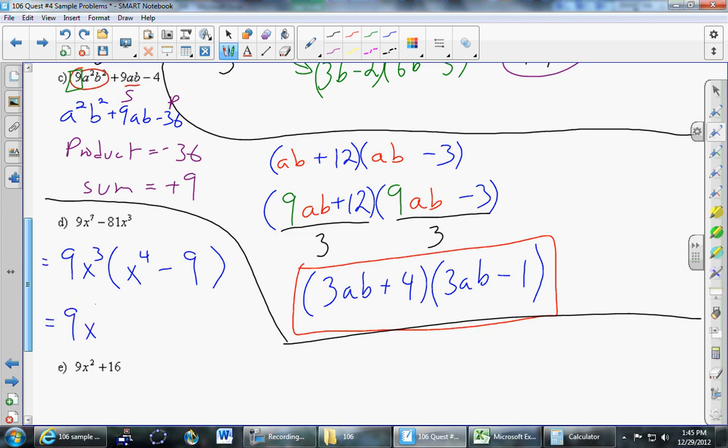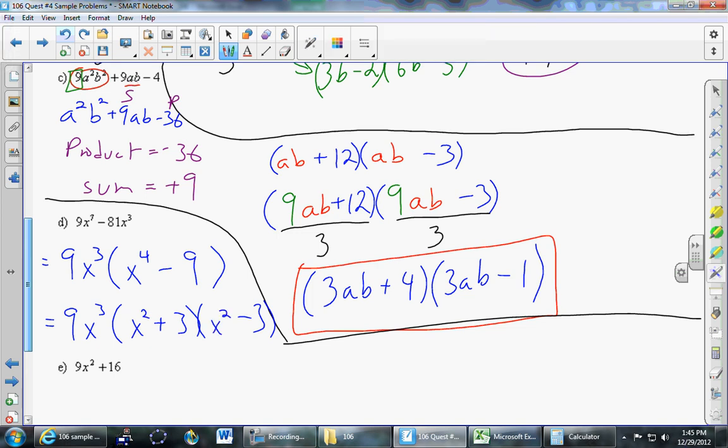Now that x to the 4th minus 9, I'm hoping, rings a bell, because it is a difference of 2 squares. So we all know the plus 3 and the minus 3, but the x to the 4th is a little different than what we're used to. So how can you put two things here and here that are exactly the same that multiply to x to the 4th? So in this case, they both need to be x squared.